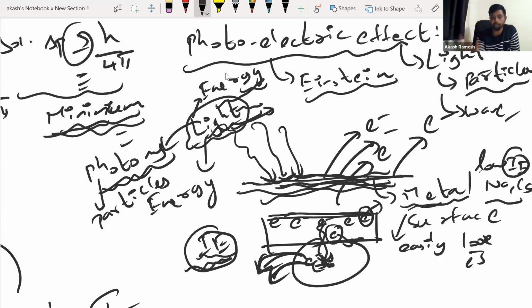So I hope everybody understood what exactly the photoelectric effect is. I have a metal surface, light is illuminated, and because of the ionization energy spent, an electron comes out. Very, very simple. Any questions?